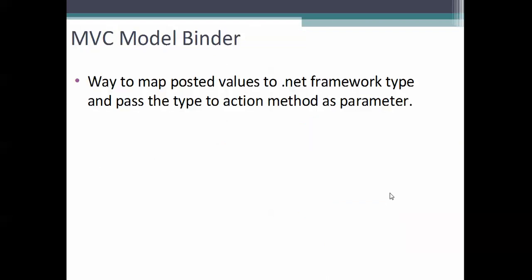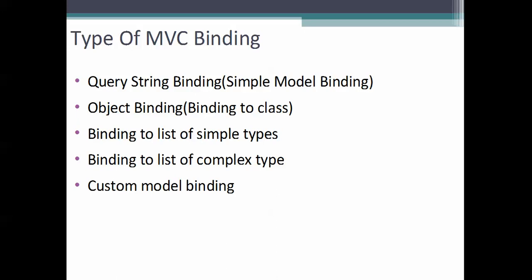Now coming to the MVC model binder, it maps the posted value to the .NET framework type and passes the type to the action method as a parameter. We'll see in demo how we are posting the values and how it's mapping to the parameter of the controller action method. These are the types of MVC binding: query string binding, that is also called simple model binding; object binding; binding to list of simple types; binding to list of complex type; custom model binding. Let's flip to Visual Studio and we'll see this model binding using demo.